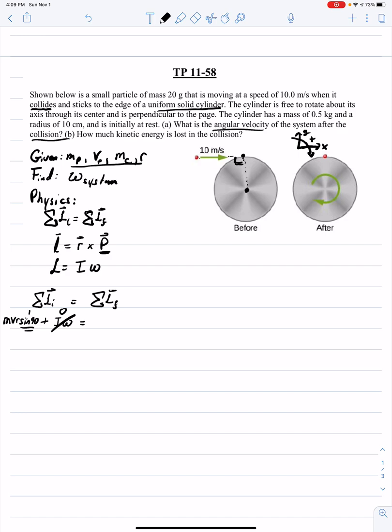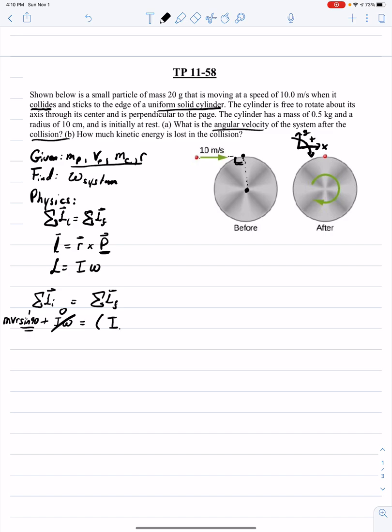So now we have to identify right after the impact. Right after the impact, we have both the particle and the cylinder in the system moving, and they all have rotational inertia, because the particle is now a part of the system and it is rotating. That is the key. The particle wasn't rotating before. It was linear motion, but considering it from the reference point of the center of the cylinder, it still had angular momentum. In this situation, the particle is rotating with the system itself.